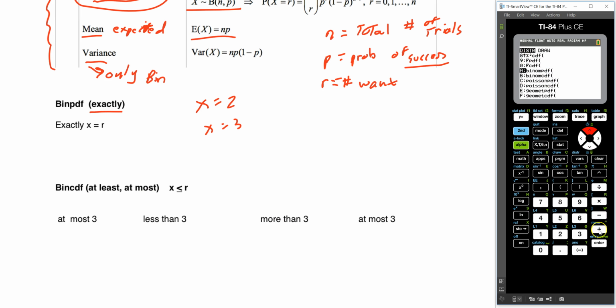Now for binomial PDF, hit enter. Hey, look what they want. They want trials, which is N, especially if you have it nice and updated. If you have like the 83, sorry, it follows the same pattern, NPR, but they're not gonna tell you like we do. So number of trials is N, probability is P, and then R is X. Plug it in, you're done. So that's how you do binomial PDF. Just plug it in, you're done.